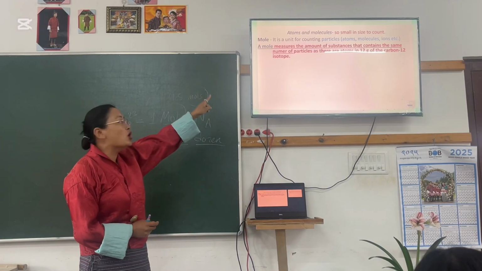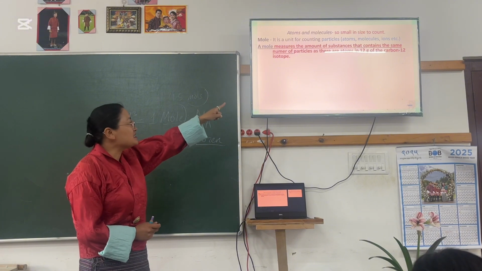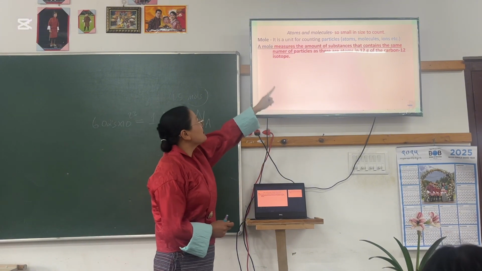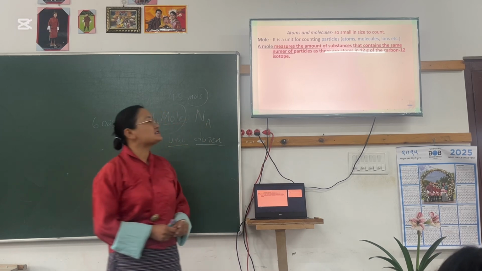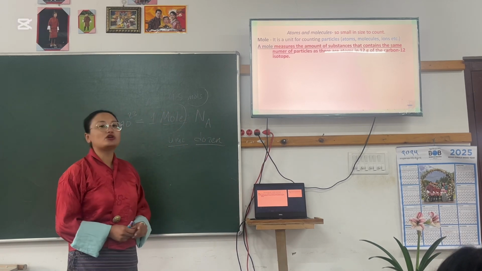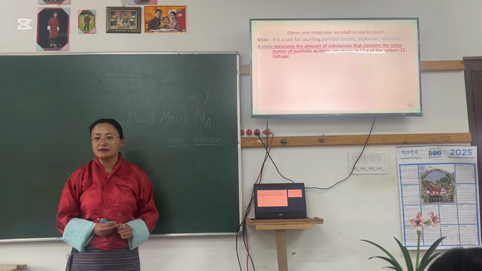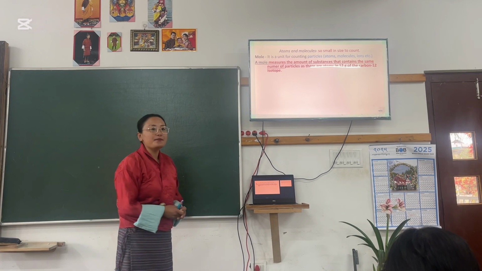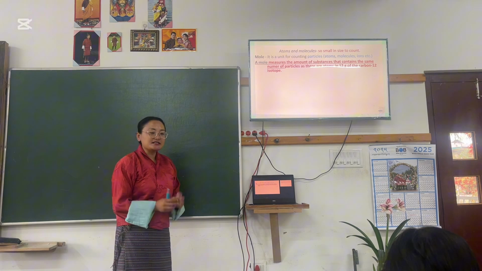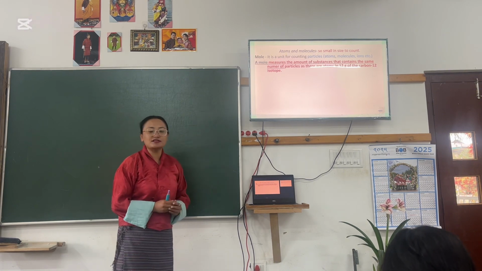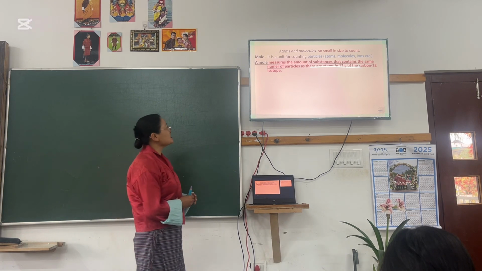A mole measures the amount of substance that contains the same number of particles as there are atoms in 12 grams of carbon-12 isotope. Now what did you understand by this? A mole measures the amount of substance. You understood that one, right? It is similar to what we said: it is a unit to measure the amount of substance.